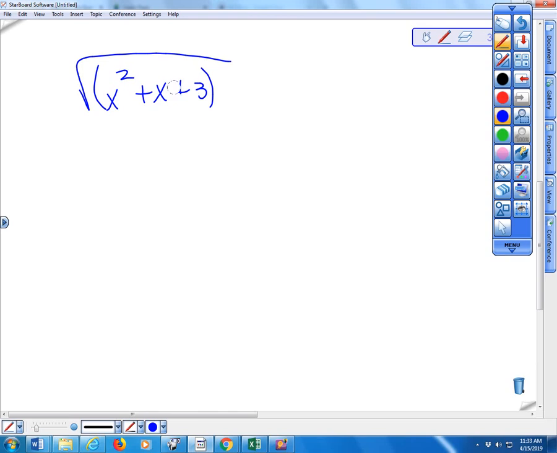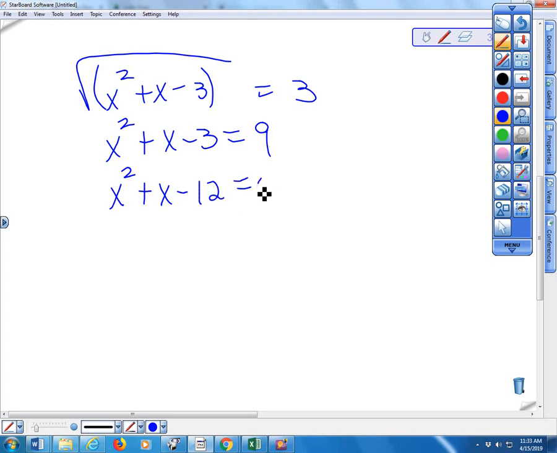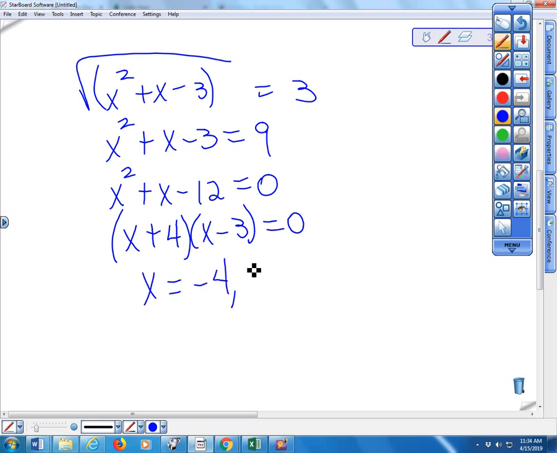This is the square root of x squared minus 3 equals 3. How do I undo? Square both sides. Subtract 9. How does that factor? x minus 3, x plus 4. So x is either negative 4 or positive 3. I need to check both.